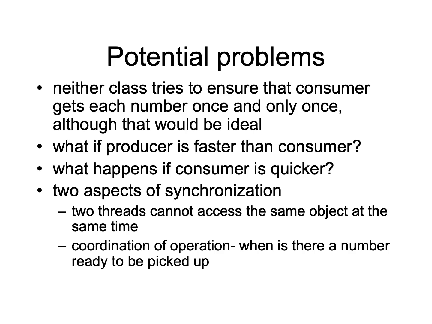There are two aspects of synchronization that need to be thought about when you're writing threads. Two threads can't access the same object at the same time. So that's one aspect of the synchronization. And then we need to coordinate the operation. So when is there a number that's ready to be picked up, and when has it already been picked up, and when should we put in another number? We're going to look at those two ways to coordinate threads.